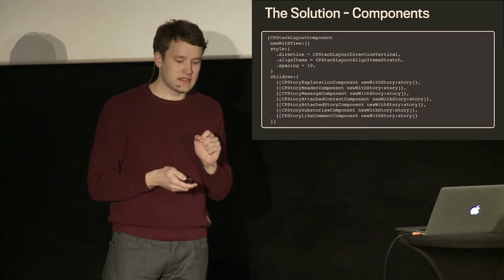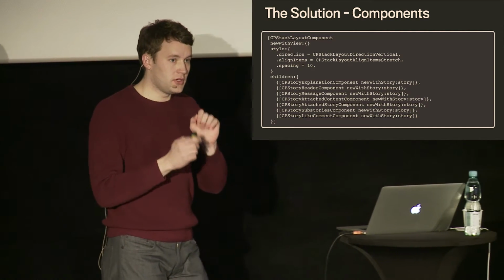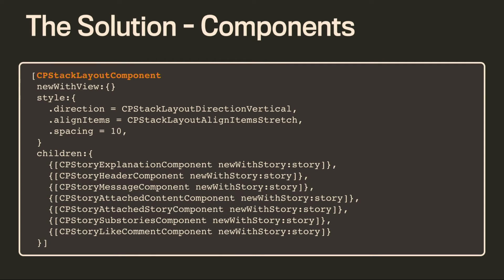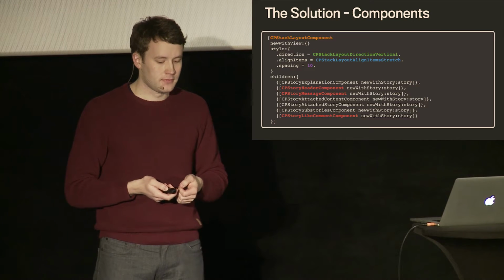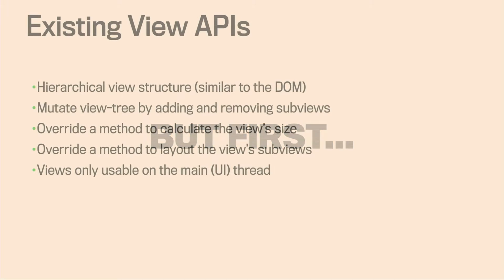But the general gist of it is that you declaratively state, when you look at a newsfeed story, I want you to stack things. I want you to stack them vertically, stretch them horizontally so they're all the same width, put 10 points of spacing between each item, and then a story is made up of a header and a message and a like and comment bar, right? That makes sense. So how did we get there?